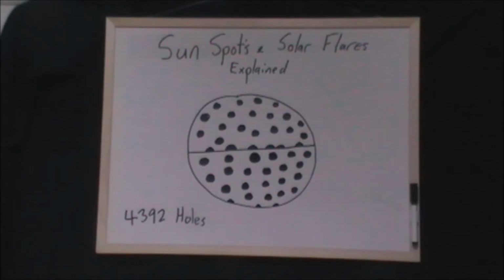So thus you can map the star's holes by observing all of the sunspots. Over a period of time, you'd eventually map all 4,392 holes. So the question would have to be asked, why is it a black spot?